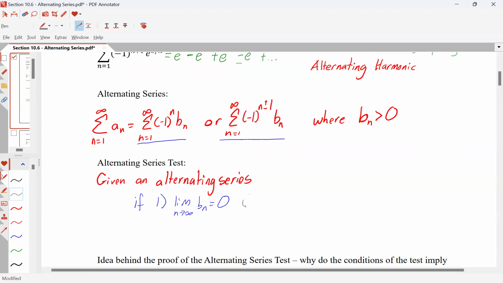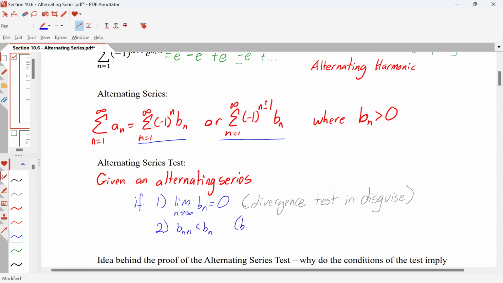I will say now, this is the divergence test in disguise. We do need to check it. But while we are checking this, in the background, we're checking the divergence test. This isn't quite the divergence test, but it's very close. So we first check that the limit of the sequence b sub n goes to 0. And 2, b sub n plus 1 is less than b sub n.